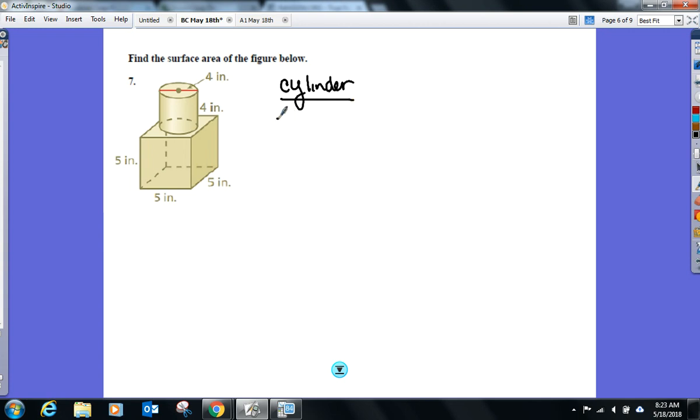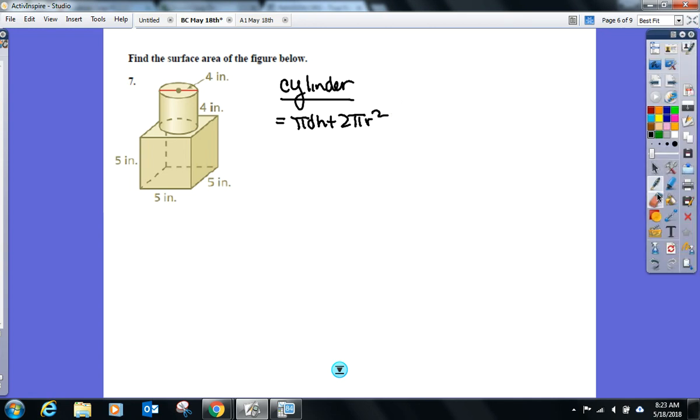So instead of using pi dh plus 2 pi r squared, which is the full surface area formula, that's not going to cut it. You told me one of the circular bases was being covered up. How can I adjust that formula now? Just do not 2 pi r squared, but pi r squared. Everyone see why I'm getting rid of the 2 here?